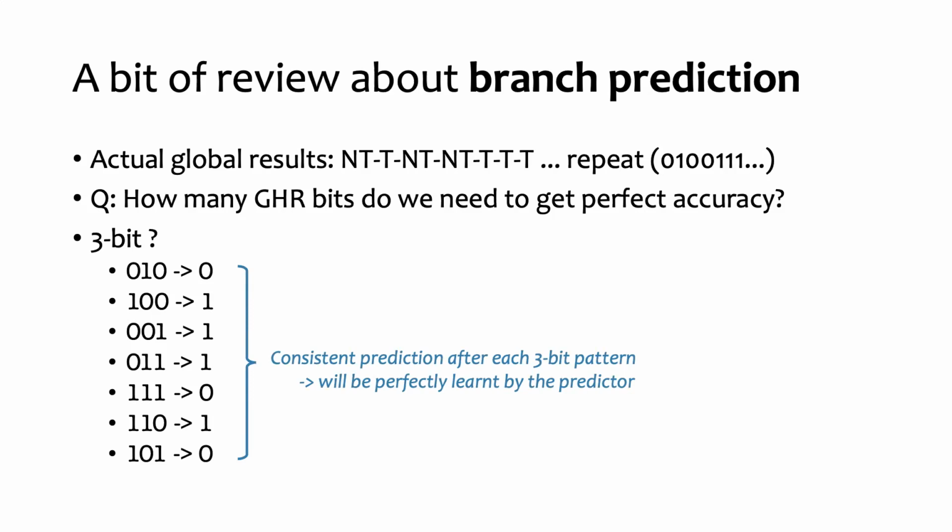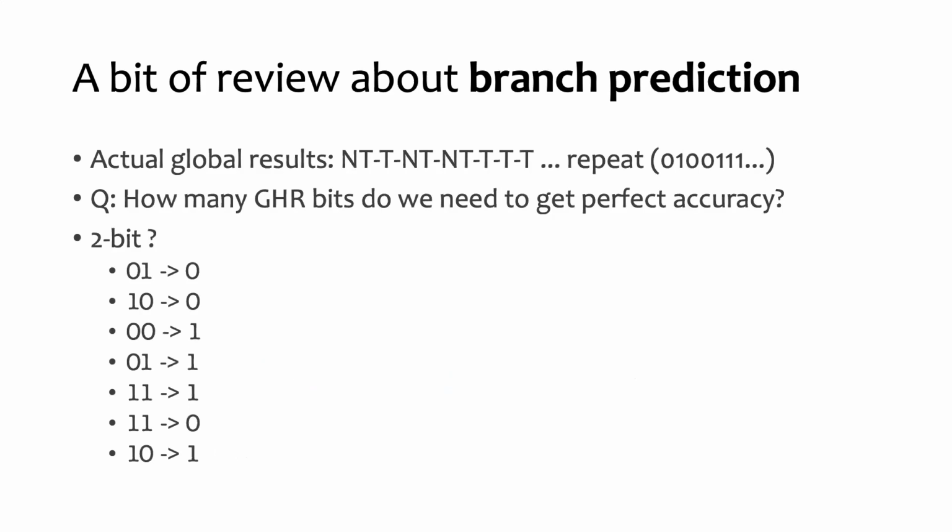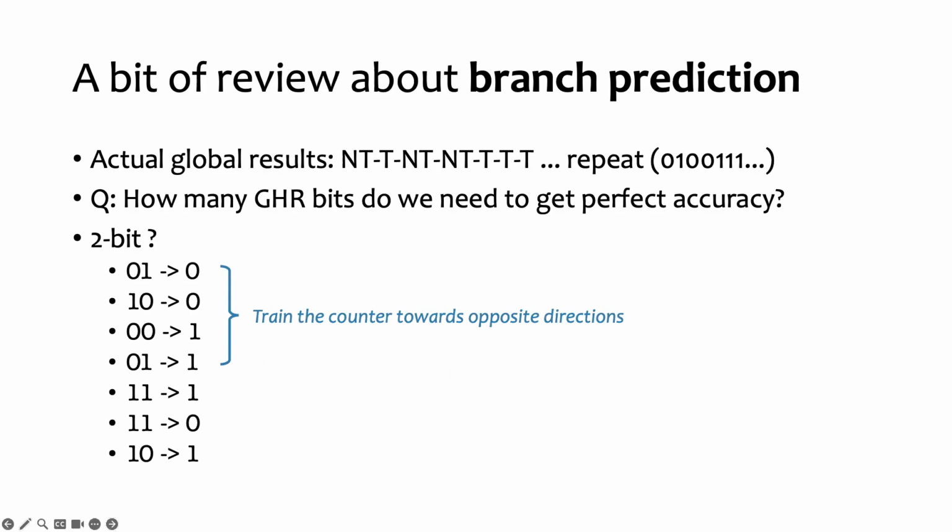All right, so 4 bits works, 3 bits works, we need to go to 2 bits, and again, examine all of these subsequences. And at this point, we are observing some conflicts. When you see a subsequence of 0, 1, you could really be in 2 parts of the branch sequence. You could be over here, at the very beginning of this sequence, you see 0, 1, and then you should predict a 0. But you could also be over here, seeing these 0, 1s, and you should predict a 1.